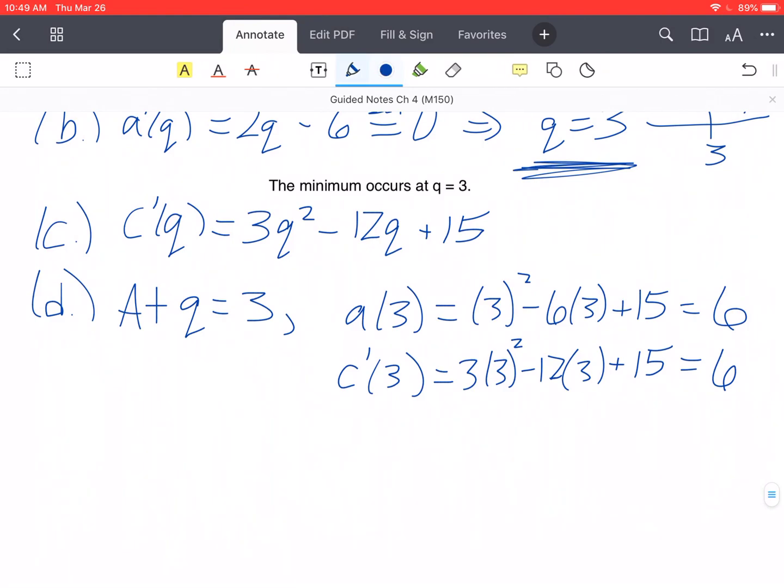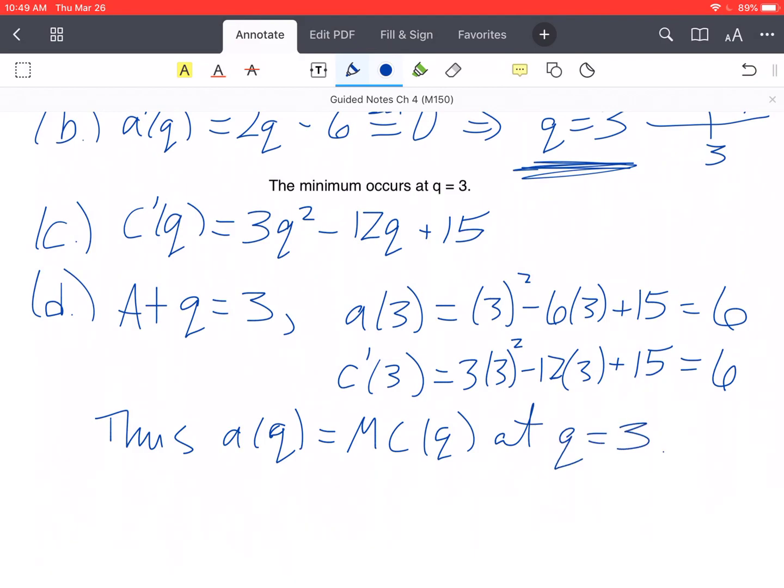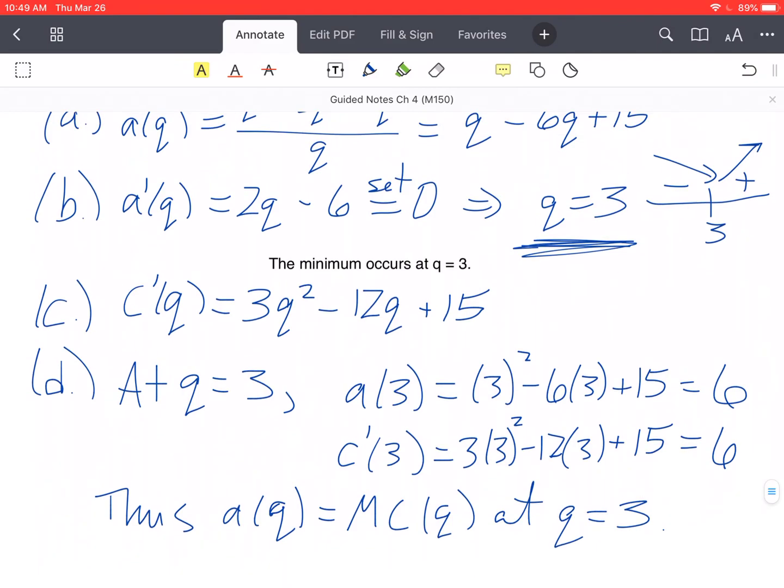So we can say thus, average cost equals marginal cost at q equals 3. So at that minimum average cost, we do get average cost being equal to marginal cost. Okay? So now let's go ahead and look at this graphically.